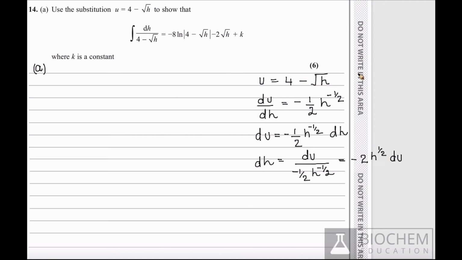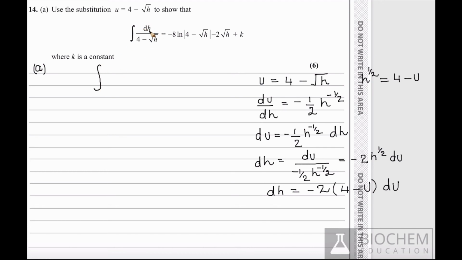So looking into this equation, we can bring negative h to the half to the left and u to the right. We can write this as h to the half equals 4 minus u. And we can substitute 4 minus u into this equation, and we can write down dh equals negative 2 brackets 4 minus u with respect to du. Now we have all terms in terms of u. Now we will use this substitution to integrate it with respect to du. So we can say integrate.